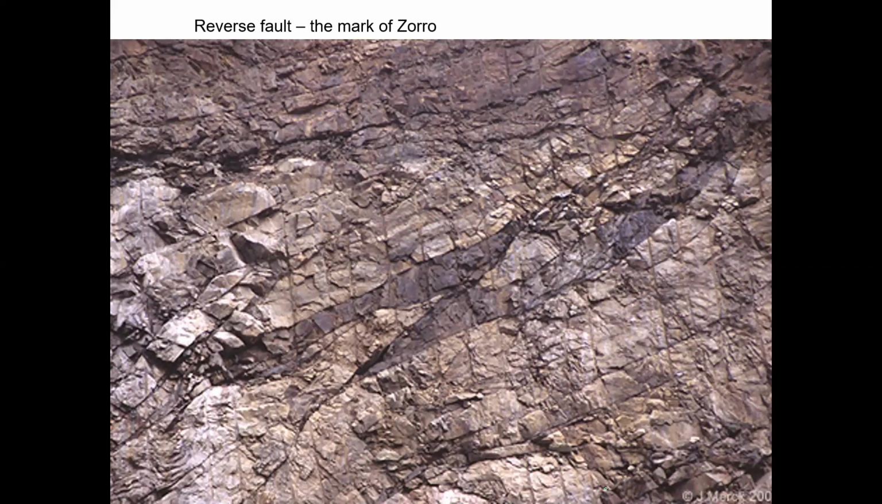Sometimes in rocks, if you have the right color, you'll see the mark of Zorro. If you ever see the mark of Zorro in rocks, that indicates that that's a reverse fault. Here is the break, right through here. Hanging wall is going to be up here, footwall down here. What did the hanging wall do? It moved up. So that is a reverse fault.